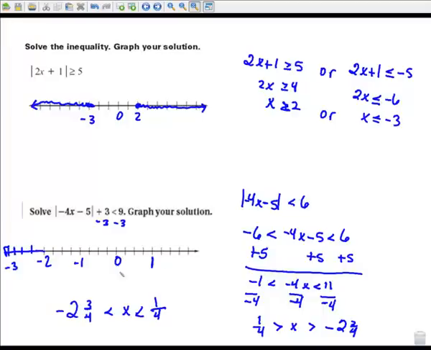I could have just moved it up, but oh well. So negative 2 and 1, 2, 3 fourths right here, open circle. And positive 1 fourth is right here, open circle. And we shade in between.